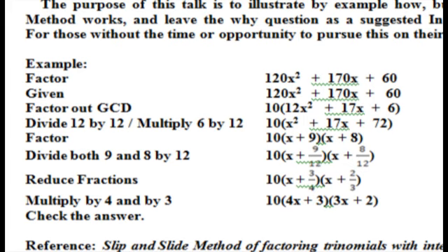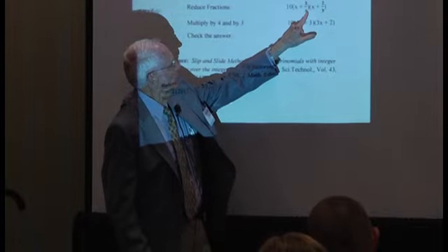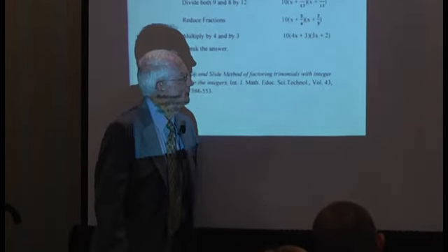You recall that? Okay. So we're going to divide the 9 by 12, and the 8 by 12, and that leaves some fractions, which is not good. We've got 9 over 12, 8 over 12. So let's reduce the fractions. Always reduce fractions. We reduce 9 over 12 and get 3/4. 8 over 12 is 2/3.